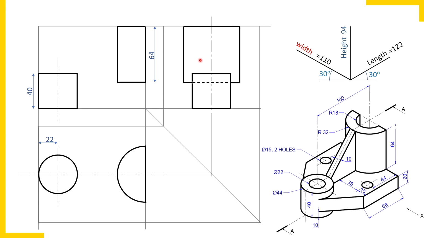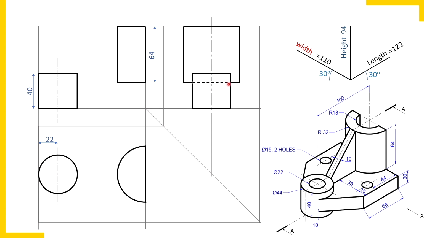If views of two portions overlap, then check out of those two portions which portion is nearer to the observer. That portion is completely visible and the overlap portion of the other part is hidden. So this is hidden, simple.